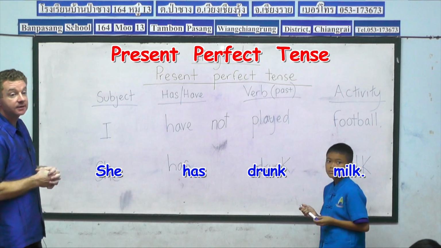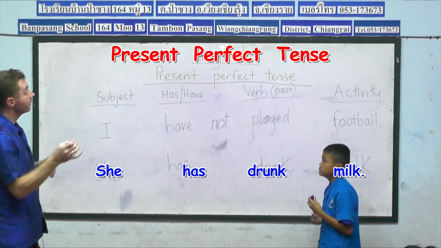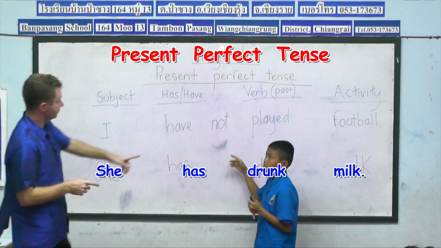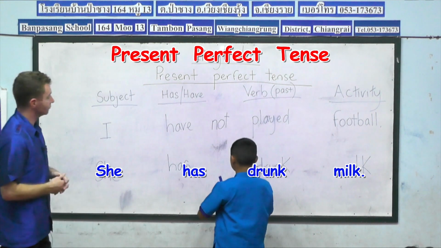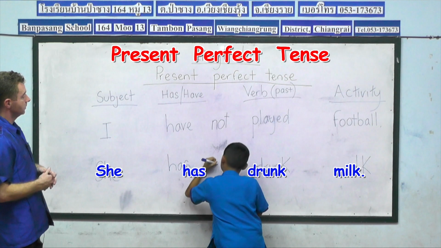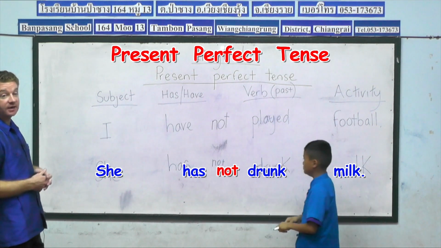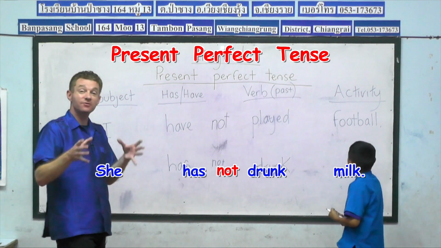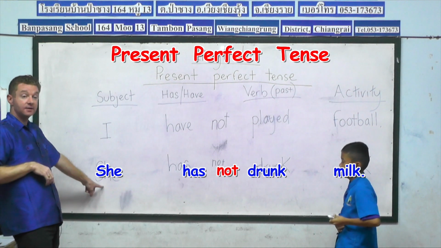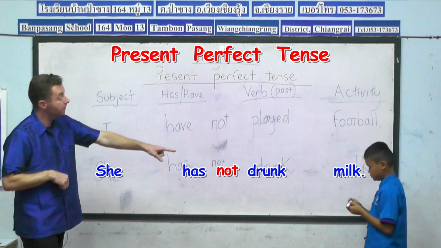So what do we say? She has not drunk milk. So, Chu, can you write the word not? You see this word here? Can you write it again, just like Proud did earlier? Excellent. So you see how Chu has demonstrated how to change the positive to the negative. So let's say it together. She has not drunk milk.